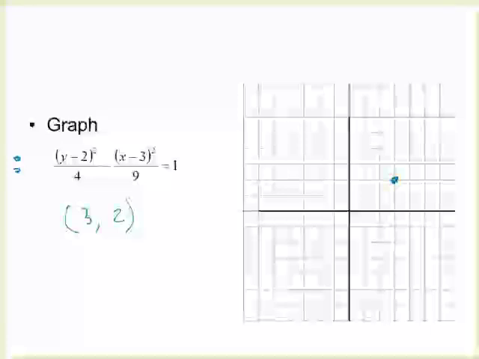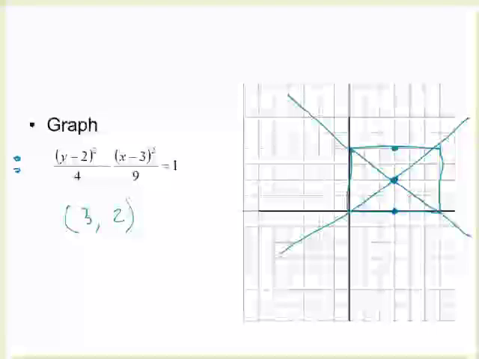Then under the y is a 4, so take the square root of that 4, which is 2, and go up and down 2, since y is up and down. Under the x is a 9, so take the square root of 9, which is 3, and go out to the left and right 3 from the center, and make your rectangle. Draw in the diagonals of that rectangle, which give us our asymptotes. And since the y comes first, it's in the top and bottom sections. If the x came first, it would be in the left and the right sections.